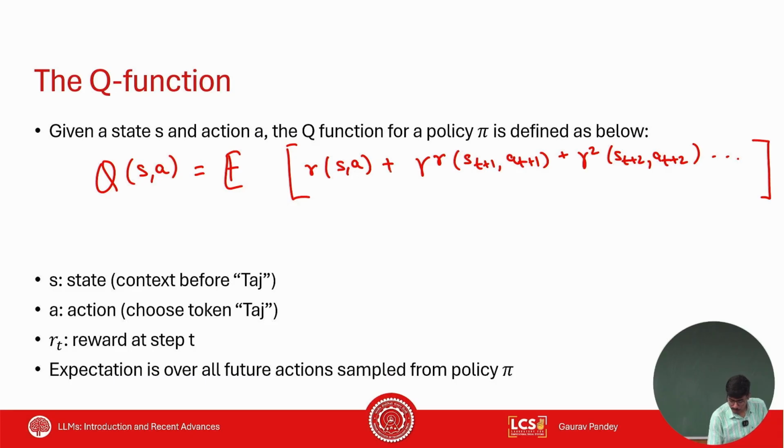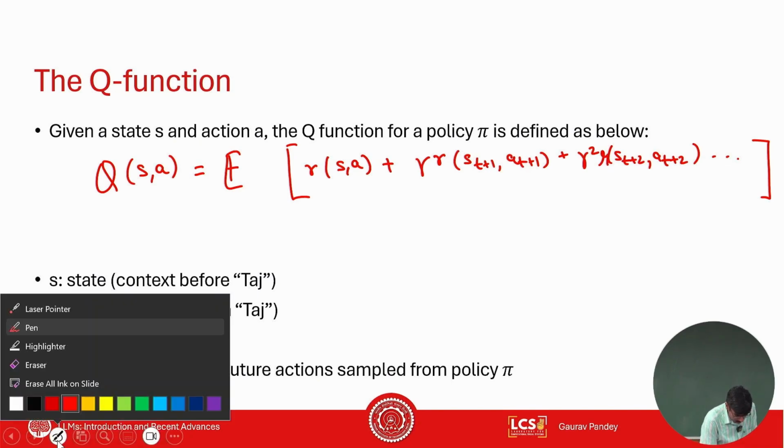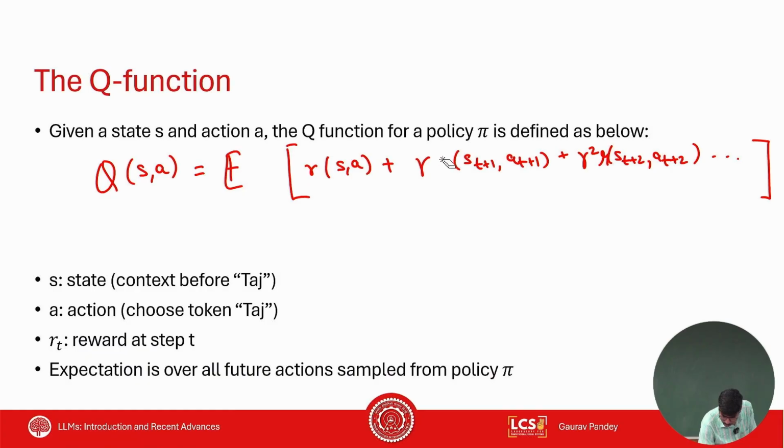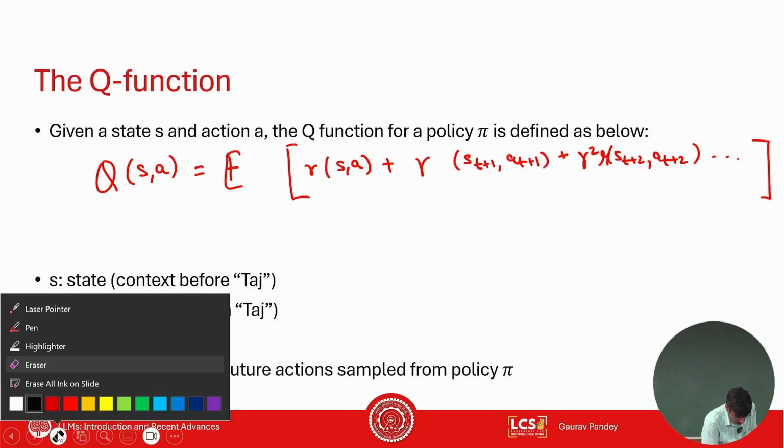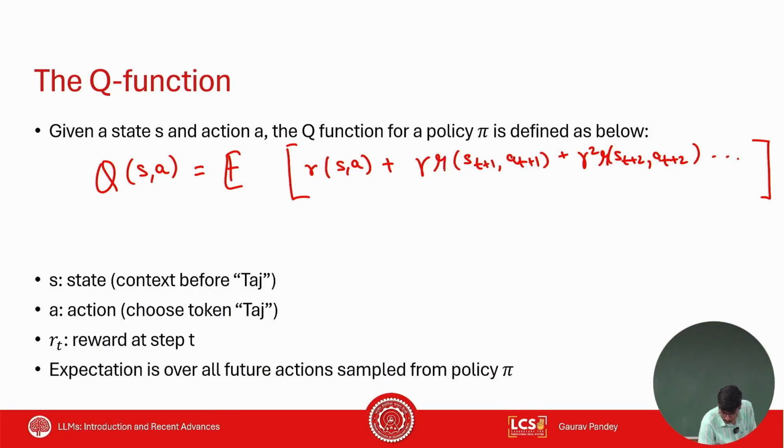So think of a_{t+1} and a_{t+2} as the tokens that follow the word Taj, and s_{t+1} is all the tokens previous to it. Okay, so gamma squared times reward. Gamma and R look a bit similar, so I will make this slightly different. And this expectation is over the tokens that you generate, a_{t+1}, a_{t+2} and so on.